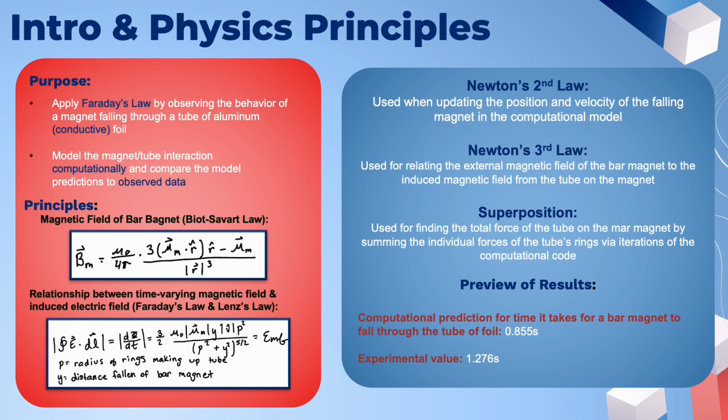Important physics concepts include the magnetic field of a bar magnet, which we can derive via the Biot-Savart law, the relationship between time-varying magnetic field and the induced curl electric field using Faraday's and Lenz's laws. Newton's second and third laws, along with superposition, will be important when calculating the forces on the bar magnet, and here is a preview of our computational versus experimental results.